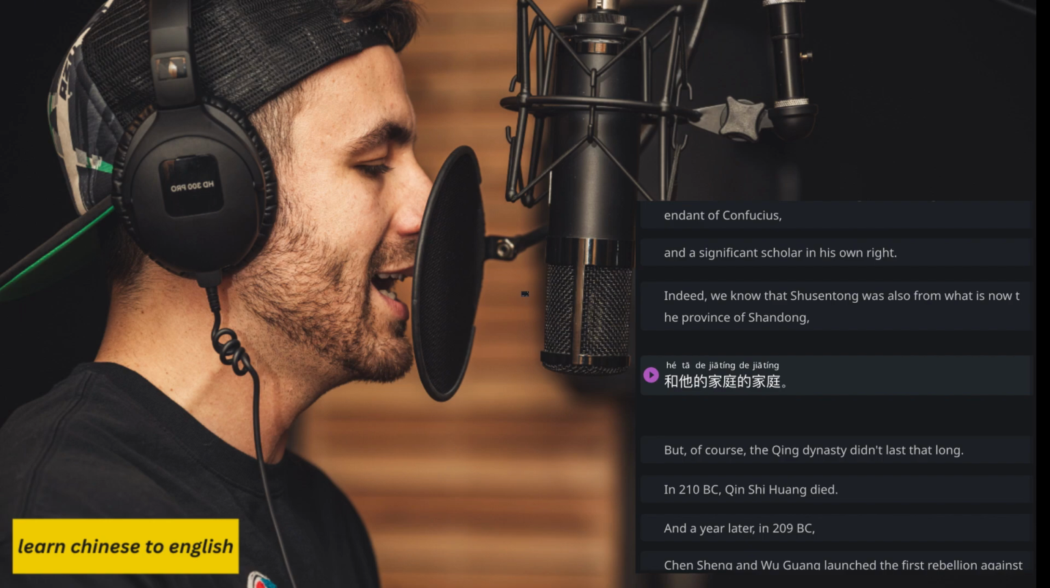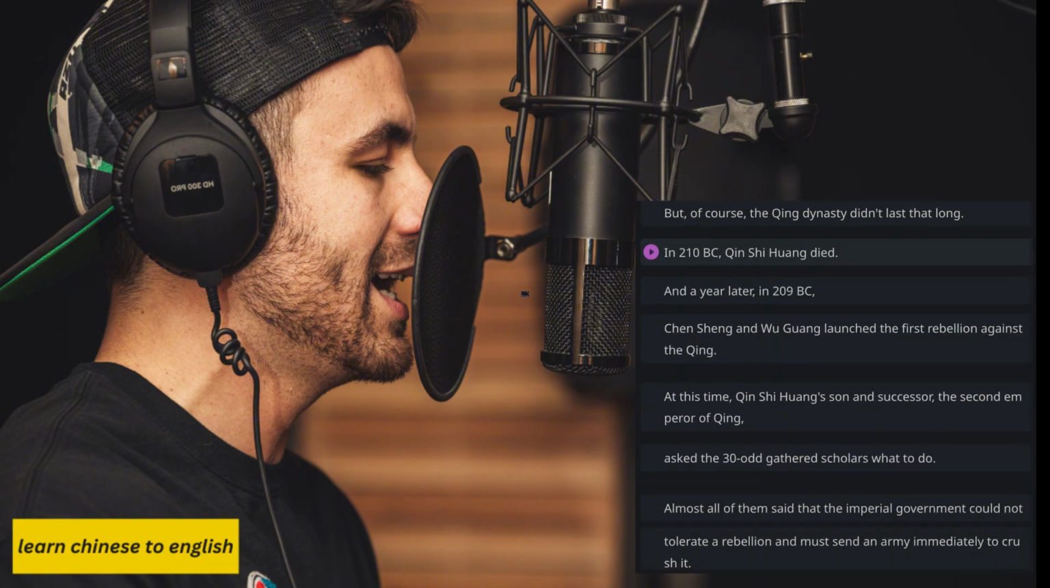Sometime after Qin Shi Huang, the first emperor, founded the Qin Dynasty in 221 BC, he recruited various scholars from across his empire to come and work for the government. Shusun Tong, because he had studied under a notable descendant of Confucius, was one of the scholars recruited to enter government. But, of course, the Qin Dynasty didn't last that long.